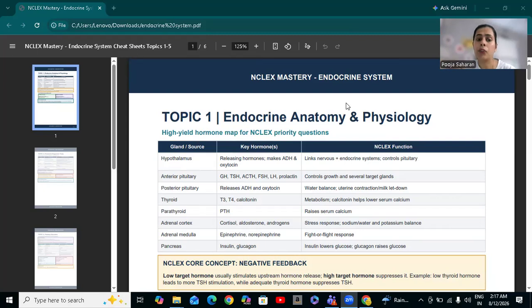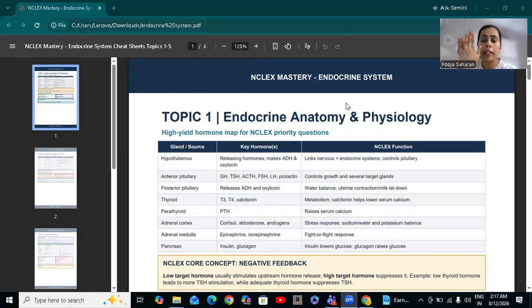Next, we're going to talk about the pituitary gland, the second gland. The pituitary gland is also known as the master gland. There are two parts I have mentioned here in the PPT, the anterior pituitary and the posterior pituitary. The anterior is the front part. Posterior is the back portion of that particular gland. So suppose this is the pituitary, this is the anterior portion and this is the posterior portion.